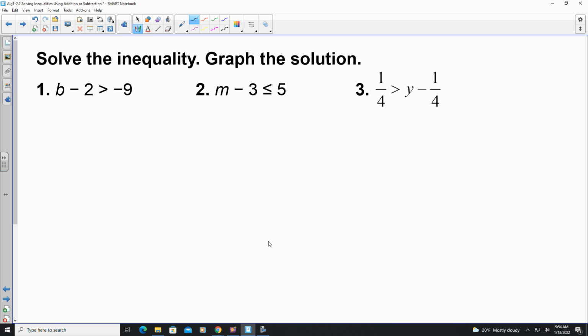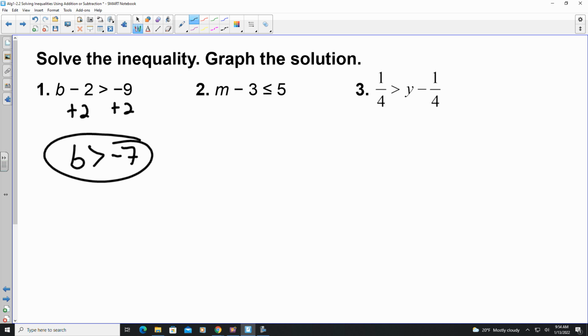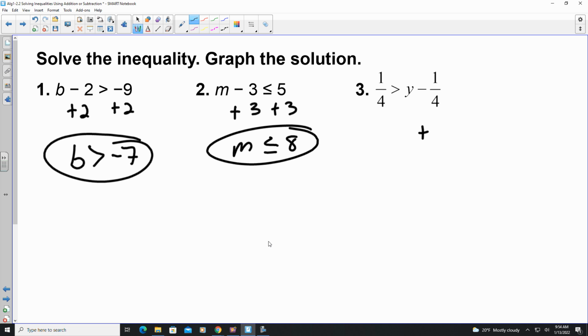Looking at these ones, essentially doing the same thing. Everything about questions 1, 2, and 3, you're going to be adding a number. So for number 1, you're adding 2 to both sides, which gives me b is greater than negative 7. For number 2, I'm going to add 3 to both sides, which means m is less than or equal to 8. And here I'm going to add 1/4 to both sides, which gives me 2/4, which is 1/2, is greater than y.